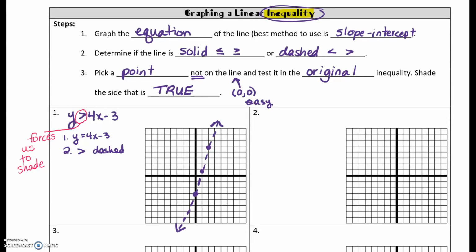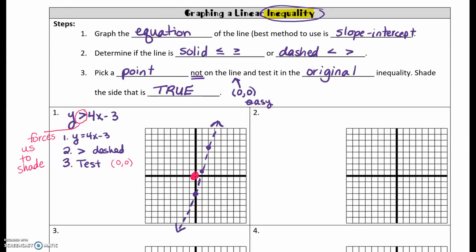Step 1, graph the equation. Step 2, determine solid or dotted. Step 3, we are going to test a point not on the line. Now 0, 0 is right there. You can see that is not on the line. So if possible, try to always test 0, 0.